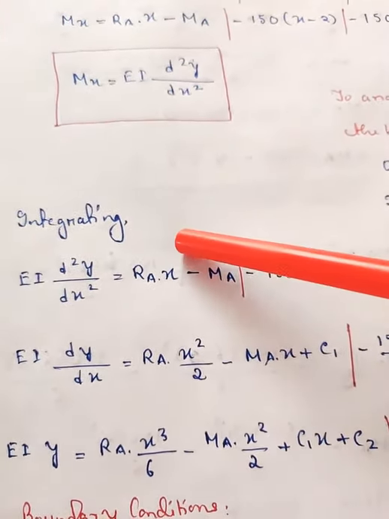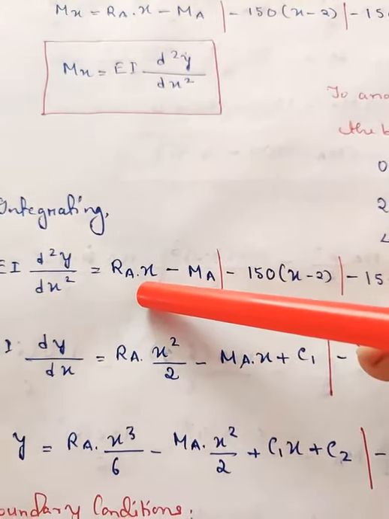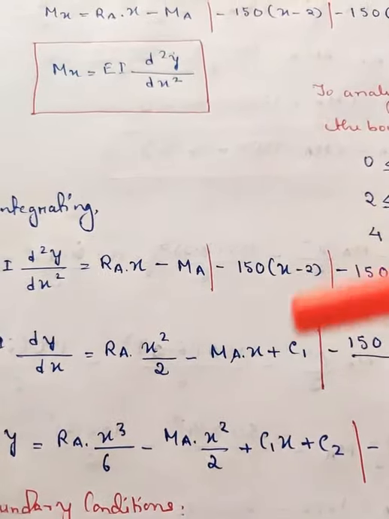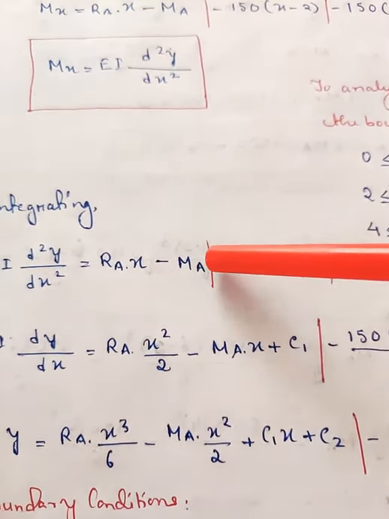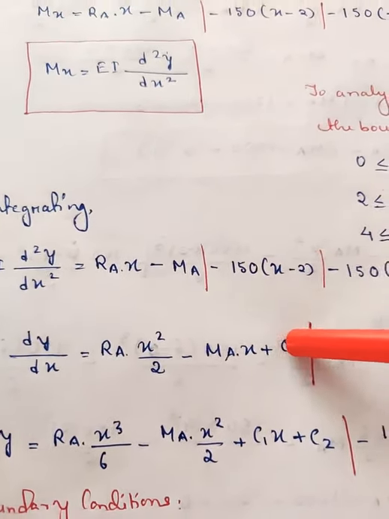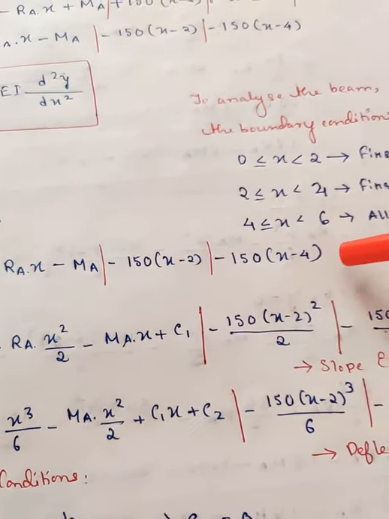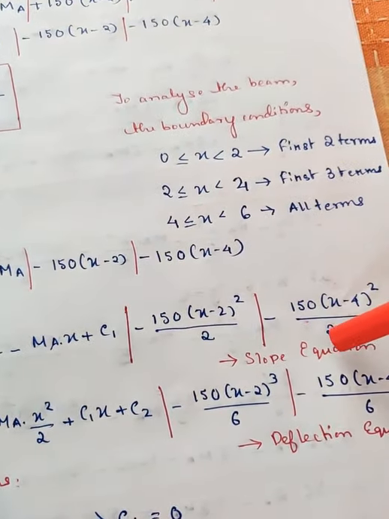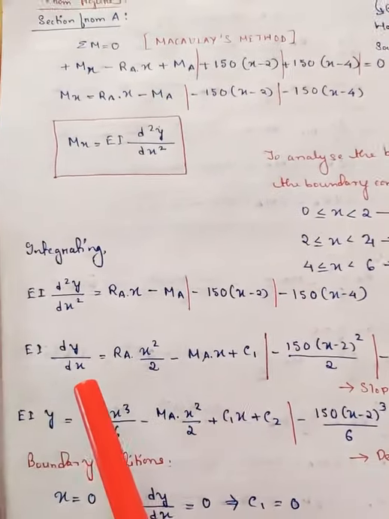Then what happens in integration? One power increases and the power also comes down. Like here Ra x will become Ra x² by 2, and when we are integrating a constant, a variable x comes with it and another constant comes. Then similarly here also one power increases and the power comes down, and here also one power increases and the power comes down. And this is the slope equation.